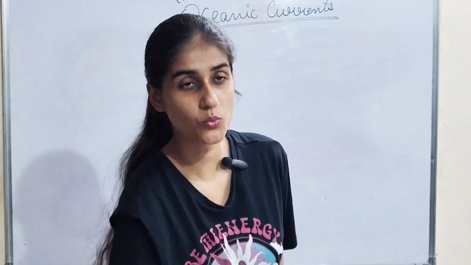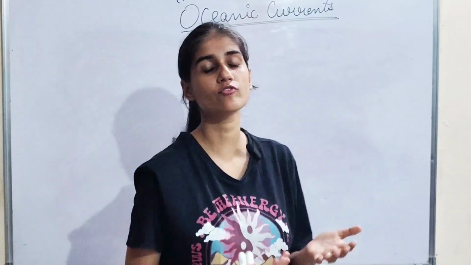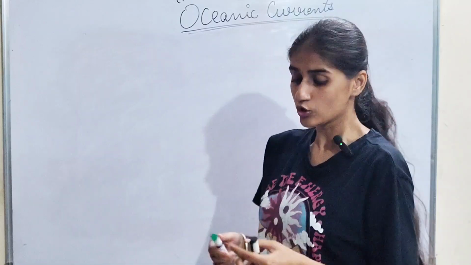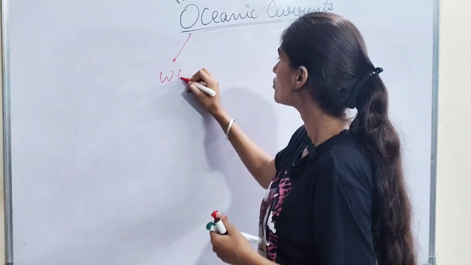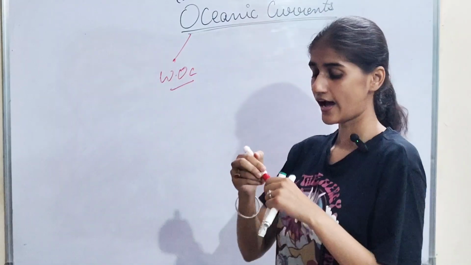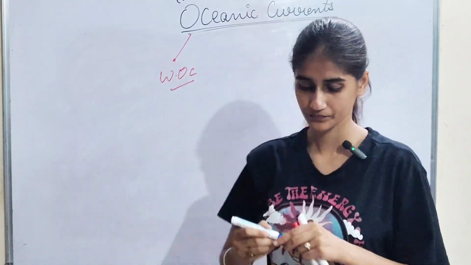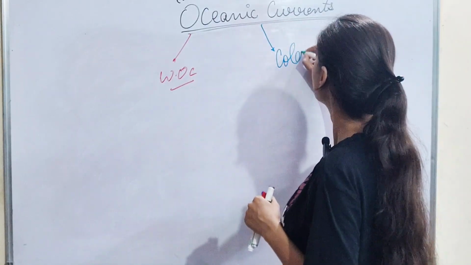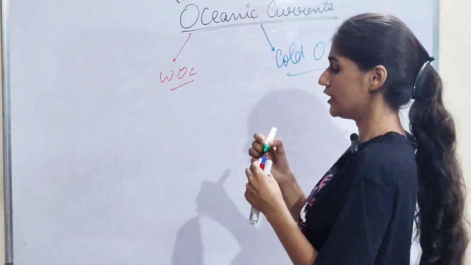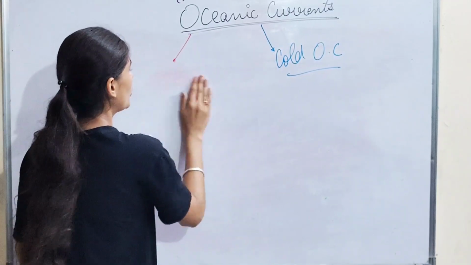And in the last lecture, we started with the topic of oceanic currents, in which we covered that we have two types of oceanic currents: warm and cold. Warm oceanic currents and cold oceanic currents.